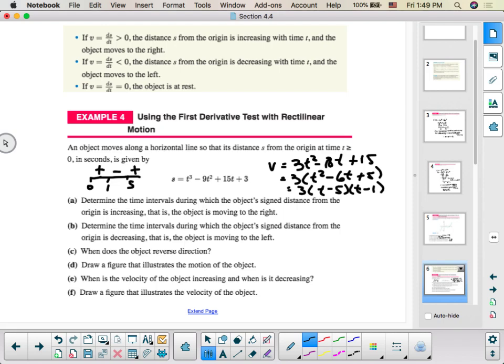Greater than 5, they are both positive. So looking at that, that tells us that we're going to be moving to the right when we are positive, and that's between 0 and 1, and then 5 to infinity. We are going to be moving to the left where it's negative, and that happens between 1 and 5.